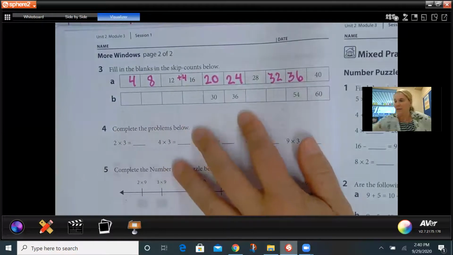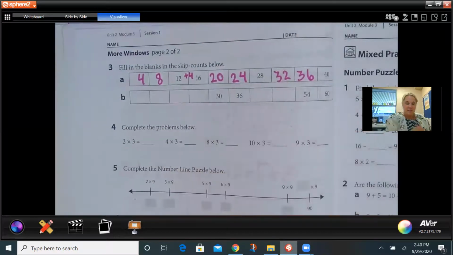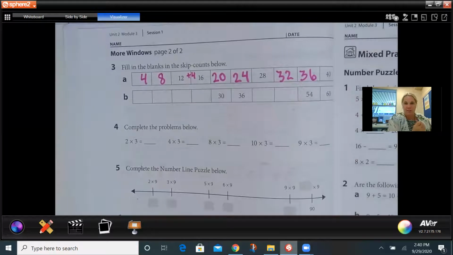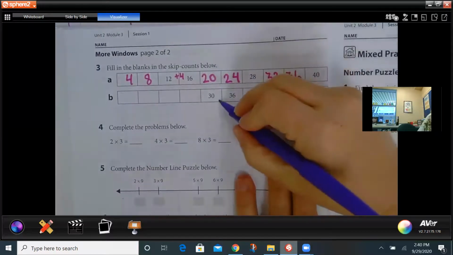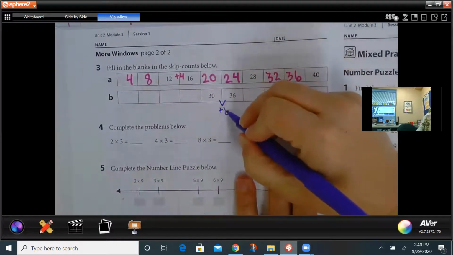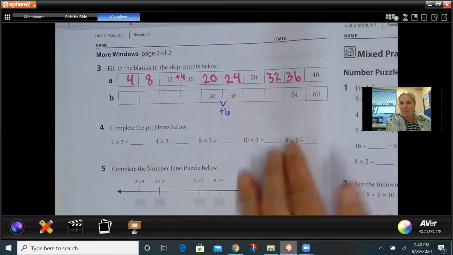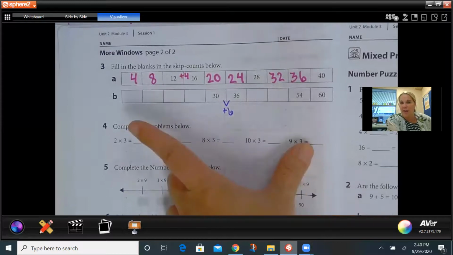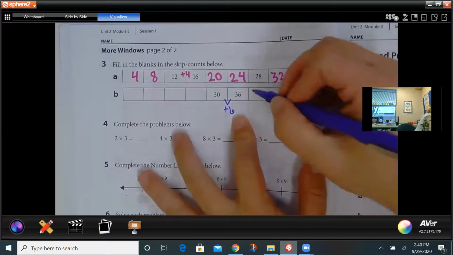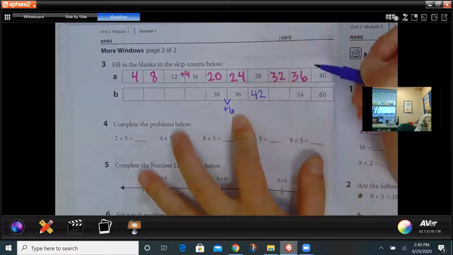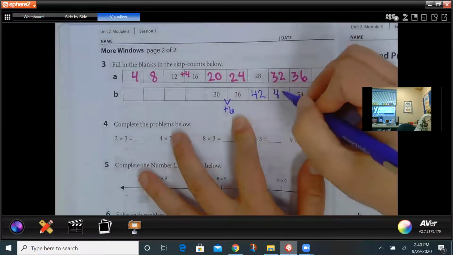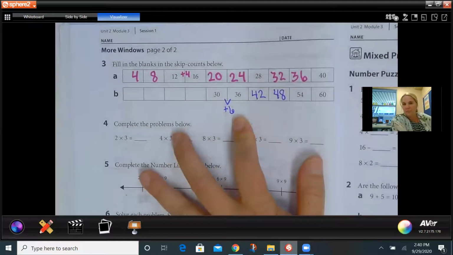I'm looking here. I see that it looks to me like in order to go from 30 to 36, how much did they add? How much are they skip counting? 6, right? They're skip counting by 6. So we're going to have to go forwards and backwards. All right, 36 plus 6 is 42. Plus 6 is 48.